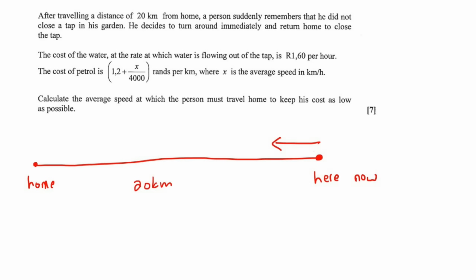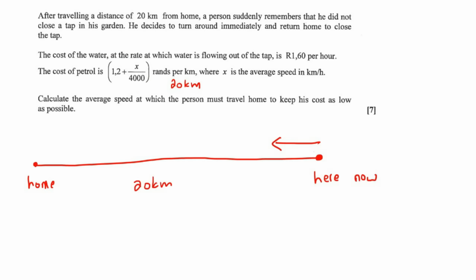The water is going to cost him 1 Rand 60 for every hour. So it's going to cost him 1 Rand 60 per hour. So at home, his tap is busy running, and every hour that tap runs, it's going to cost him 1 Rand 60. His petrol is going to cost him this much per kilometer. But we know how far he's going to drive. He's going to drive 20 kilometers. Think about this carefully. This is how much he's going to spend on petrol per kilometer. So then how much is he going to spend on petrol if he drives 20 kilometers? Well, you would just multiply those two, right?